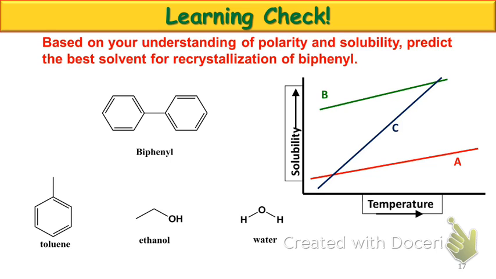So let's go through and do this based on intermolecular forces. What intermolecular forces does biphenyl have? London dispersion forces. What does toluene have? Those two forces, similar or dissimilar? LDF, London dispersion. Similar. What would you expect about their solubilities? Very soluble, which would mean which curve? B. Is that the right one?